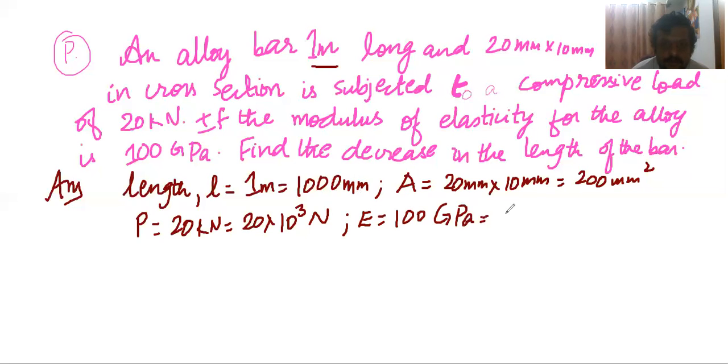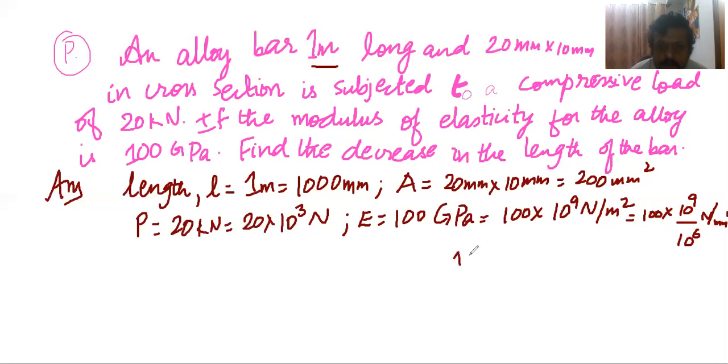Now very important, students, exactly 100. 1 gigapascal is 10 power 9 Newton per meter square, that is 1 pascal. So that is equal to actually 100 into 10 power 9 by 10 power 6 is Newton per mm square. So this is very important, students. So 1 megapascal is 1 Newton per mm square.